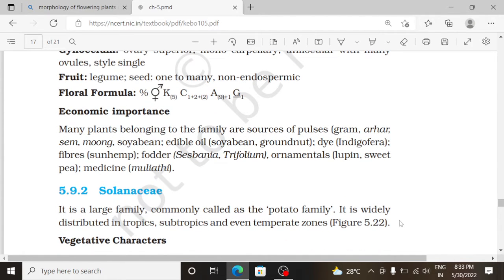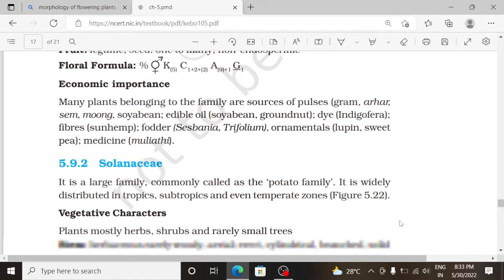Economic importance. Many plants belonging to the family are sources of pulses: gram, arhar, sem, moong, soybean; edible oil: soybean, groundnut; dye: indigofera; fiber: sun hemp; fodder: sesbania, trifolium; ornamentals: lupine, sweet pea; medicine: mulethi, like that.